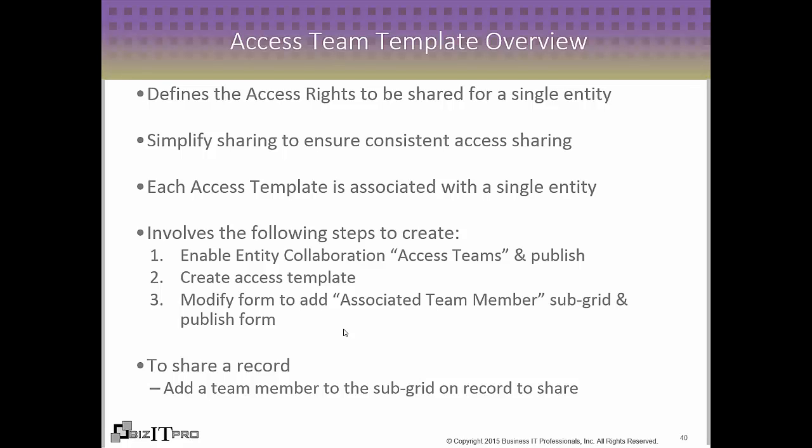First, you need to enable entity collaboration access teams and publish the entity. Next, you create the access template. And finally, you modify the form to add the associated team member subgrid and publish the form. This will now allow you to share individual records with the team members.